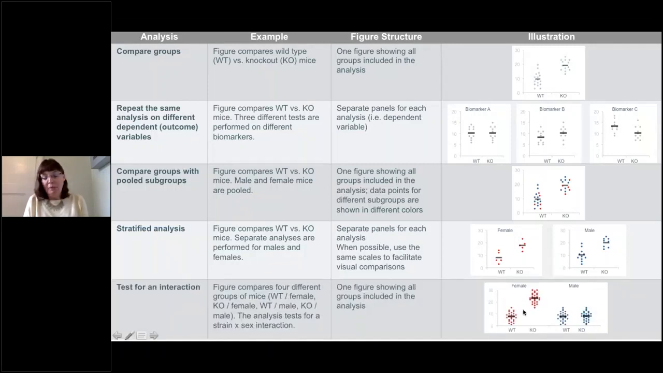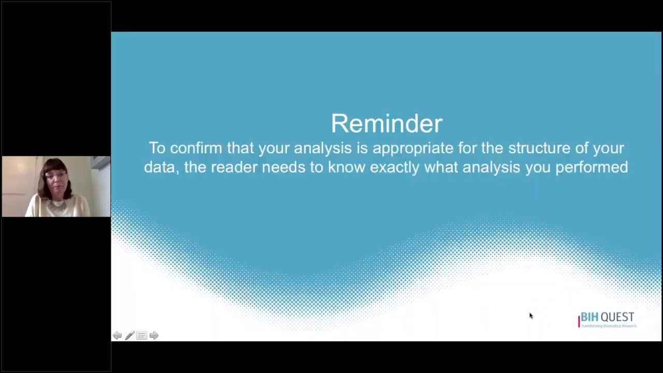And then maybe I'm testing for an interaction. So I have male and female, wild type, and knockout mice, and I want to see whether there are differences across these 4 groups. So in this case, I have 4 groups that are all part of the same statistical analysis and all analyzed separately: female wild type and knockout, and male wild type and male knockout. So these are all going to go on the same figure, one panel, so that it's clear that all of these 4 groups were treated as separate groups in my analysis.